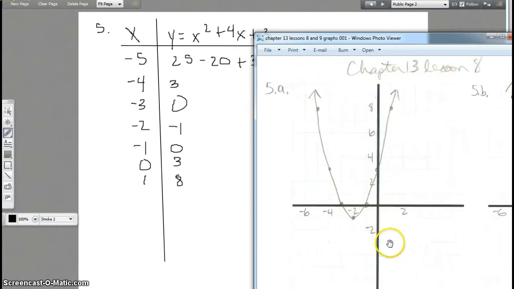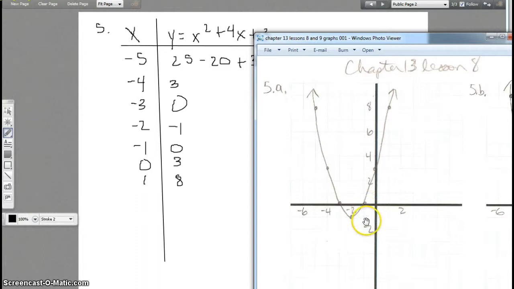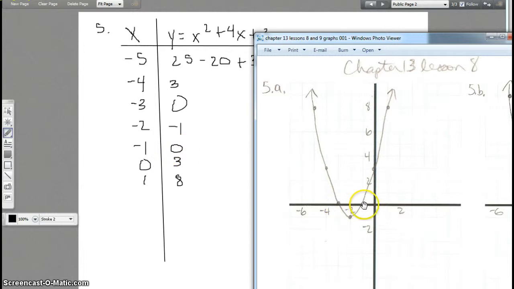Okay, so this is the graph of y equals x squared plus 4x plus 3. When it says use your graph to find the solutions, it means find where your graph crosses the x-axis. This graph crosses the x-axis at x equals -3 and at x equals -1. And you can see in my data table, when x is -3, our y is 0. When x is -1, our y is 0. These are the values that make our equation equal to 0, so those are the solutions.